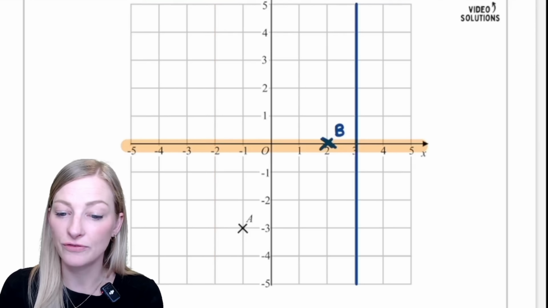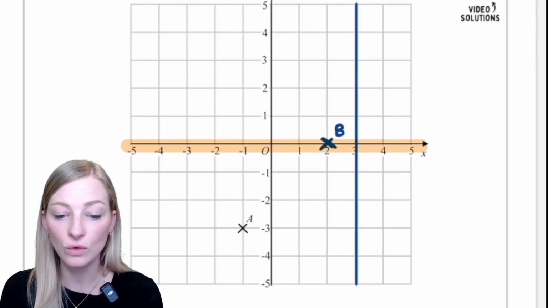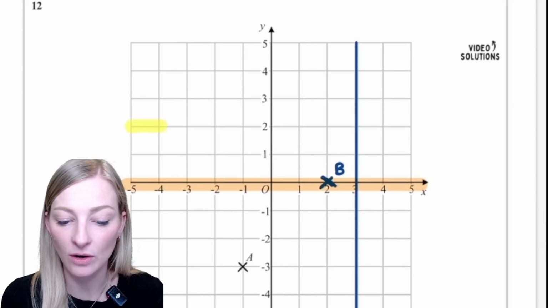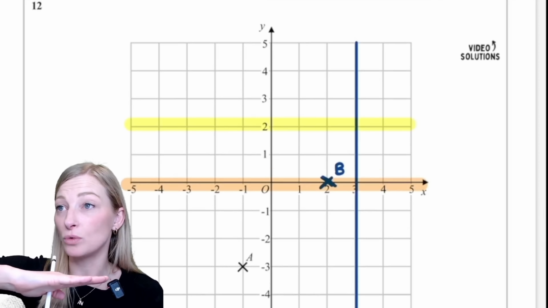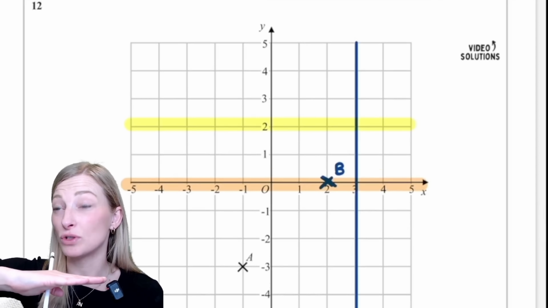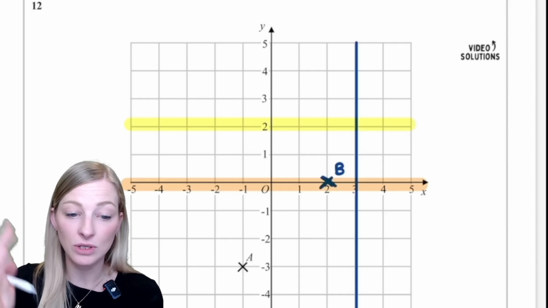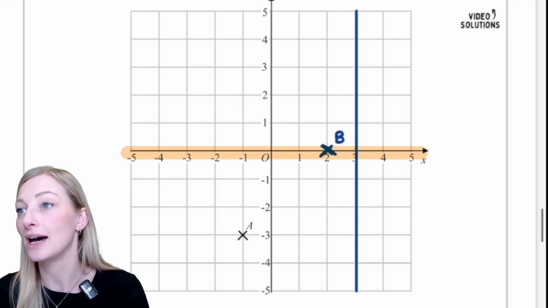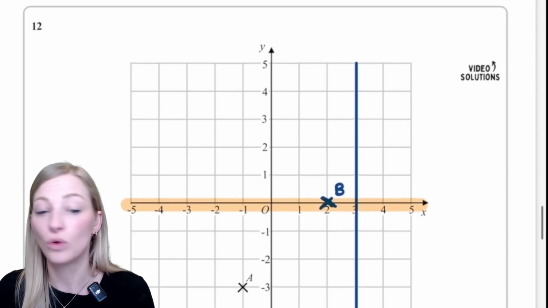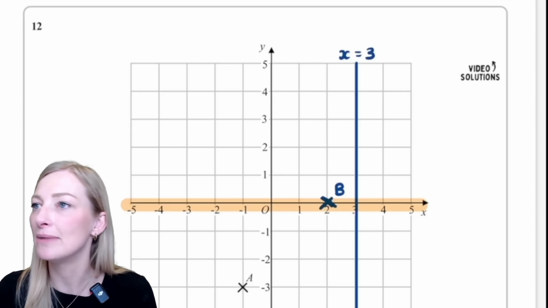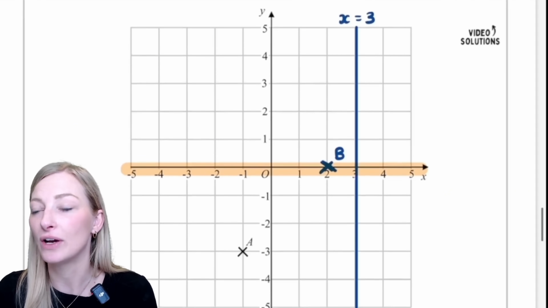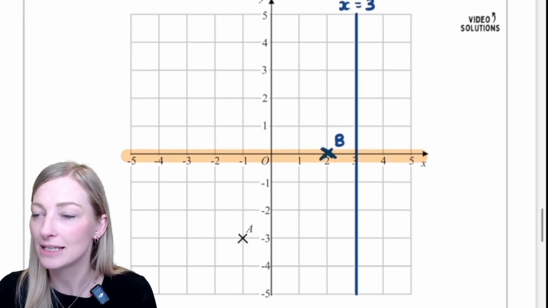If I asked you for the line y equals 2, it would be the line that goes through 2 on the y-axis. So y equals a number goes horizontally like that. x equals a number goes vertically like that. For this question, we had to draw x equals 3. Let me label that on there. You didn't have to label it, but x equals 3 would look like that, going through the x-axis at 3.